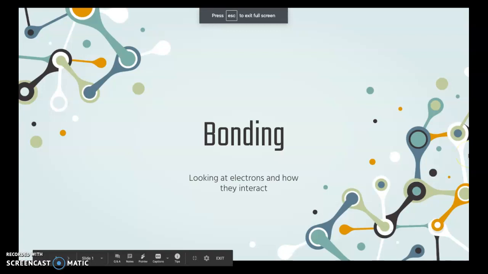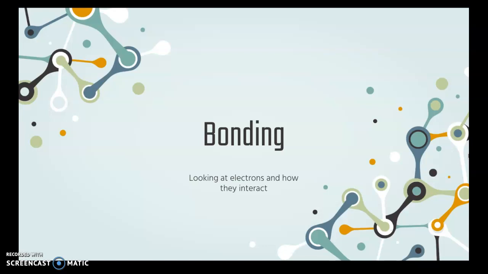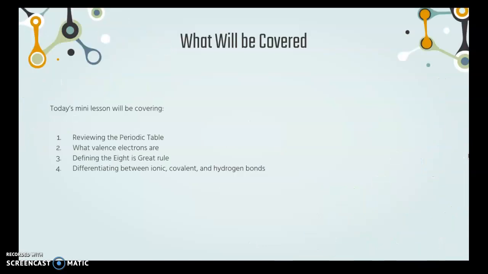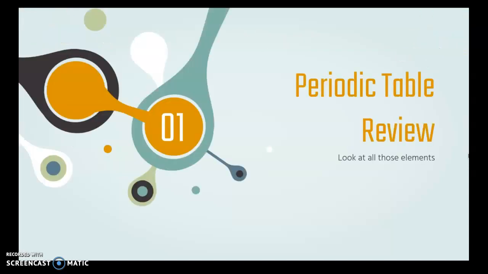Hey class, today we're going to be learning about bonding. We're going to be looking at electrons and how they interact with one another. So this presentation is going to be covering a slight review of the periodic table, what valence electrons are, defining the 8 is great rule, and then differentiating between ionic, covalent, and hydrogen bonds.